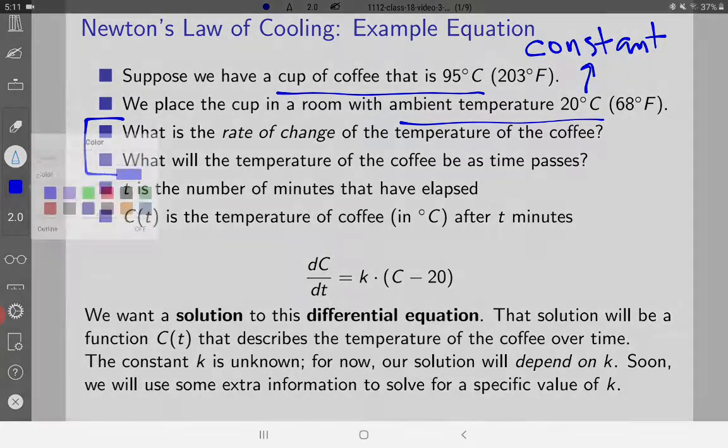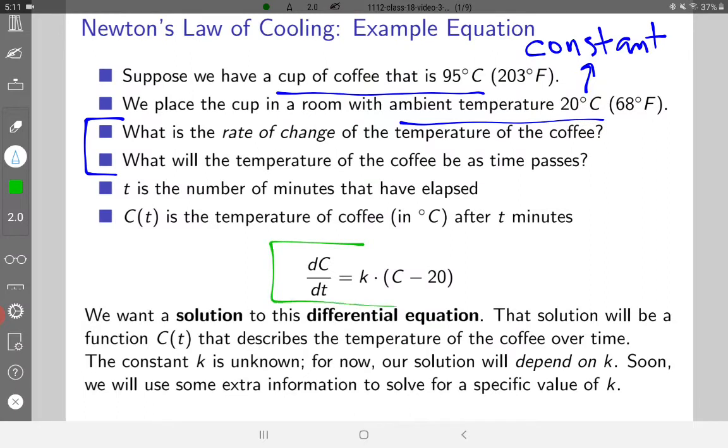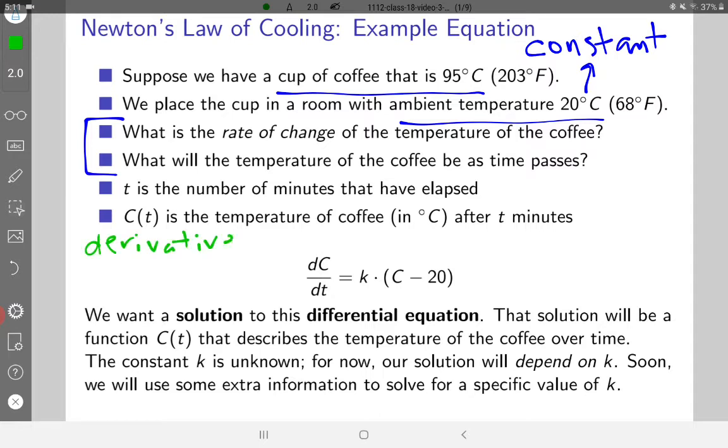And what we did last time was we set up a differential equation that describes the rate of change of the temperature of the coffee over time. So remember that this dC/dt here is a derivative. It's a rate of change of the coffee's temperature with respect to time. And it says that that rate of change is proportional to, it's a multiple of, C minus 20, which is how much hotter the coffee is than the room temperature.